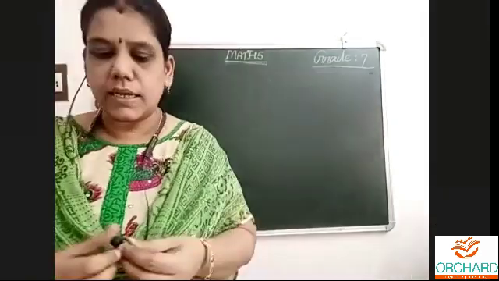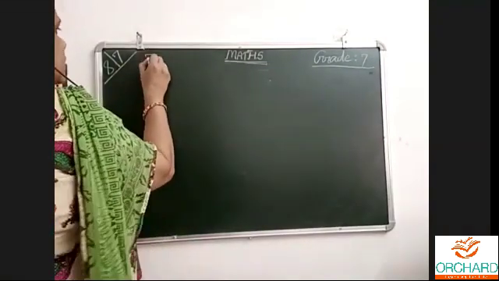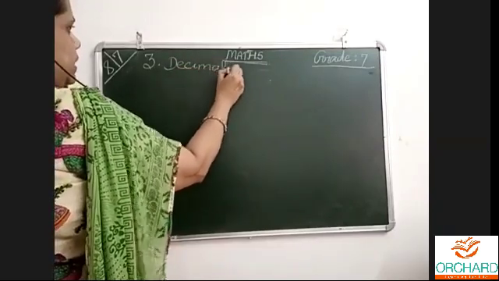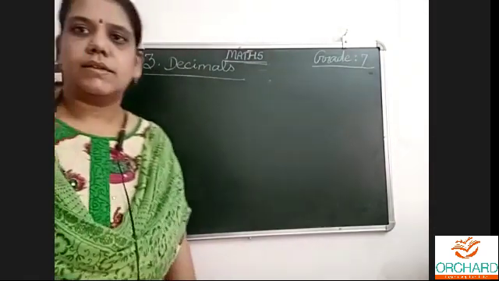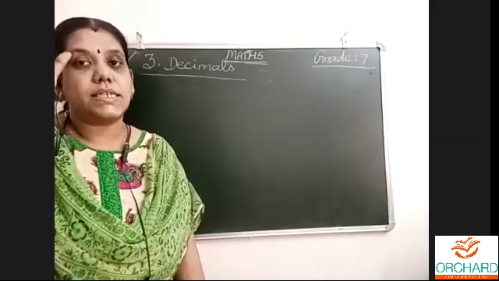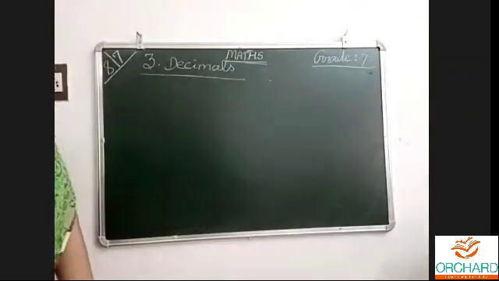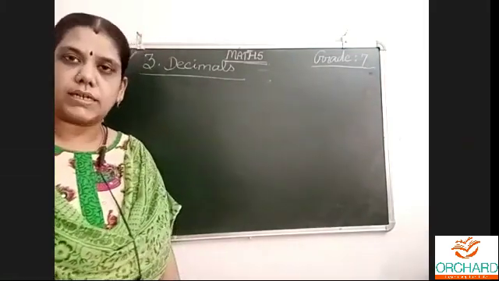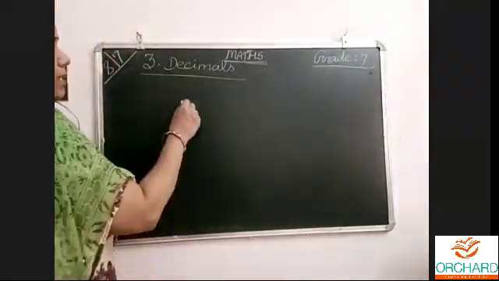Okay. Today we are going to start a new chapter, the third one, decimals. Very, very easy. Whenever fractions come, the next chapter itself will be decimals, because fractions and decimals are closely related. The fractions which have the denominator as 10, 100, 1000, we call a decimal fraction.